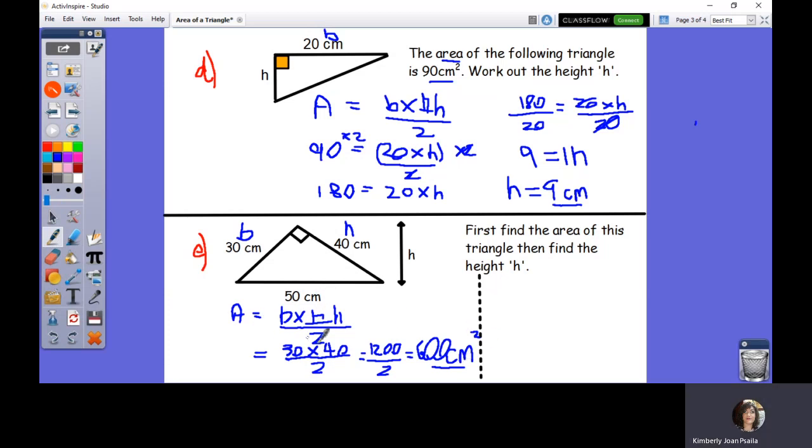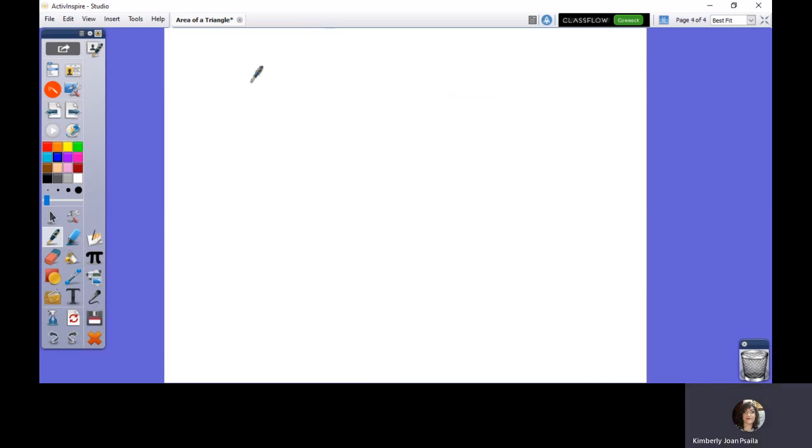So we can use the formula again. Area is equal to base times perpendicular height divided by 2. Instead of A, I can write 600, which is equal to, instead of B, we can write 50 multiplied by h division by 2. Let me continue on the next page.